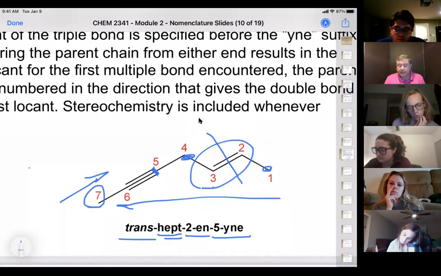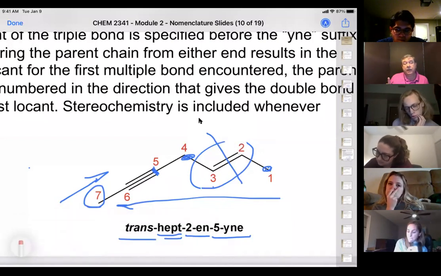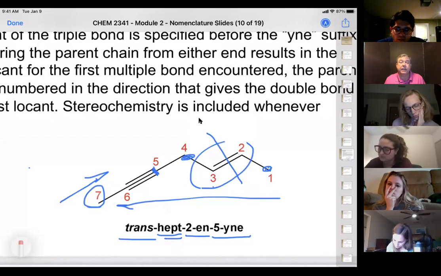And if this substituent was up here on the same side right there, we would name it cis. So the key thing to remember here when we have double and triple bonds is you put the ene first, and it has the lowest number, but you also have to include the ine.